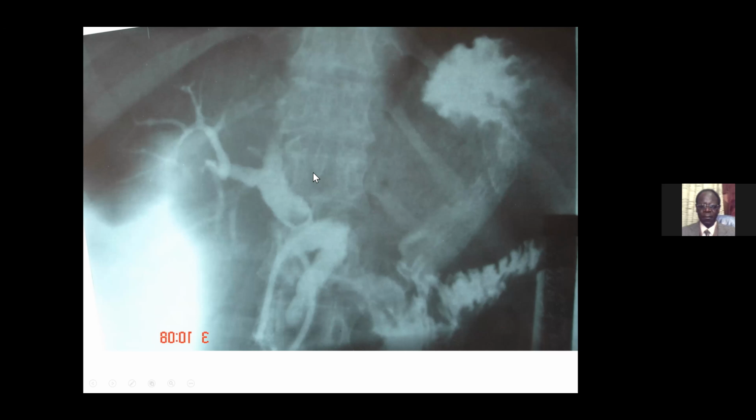But the lesion is the gallstone in the common bile duct. Okay.